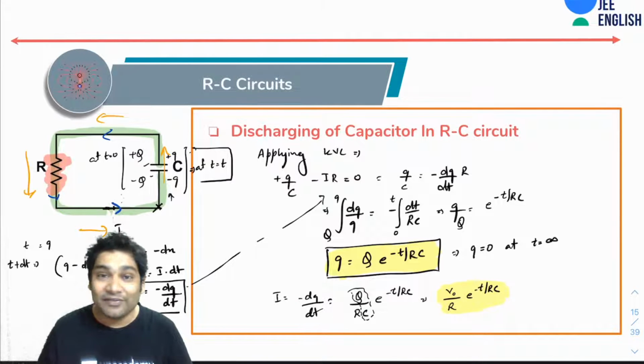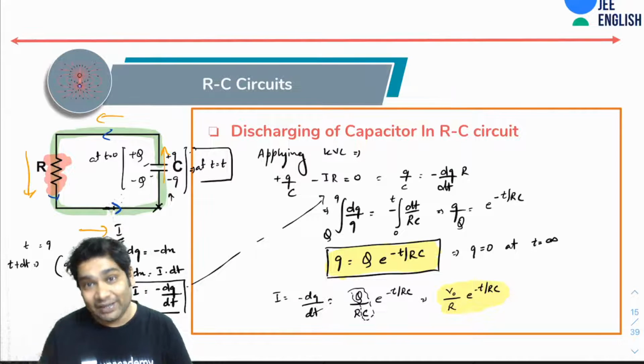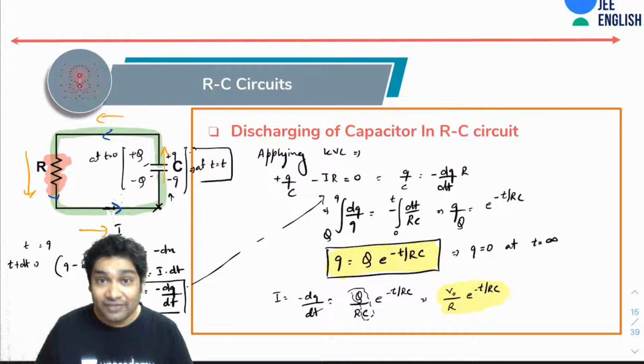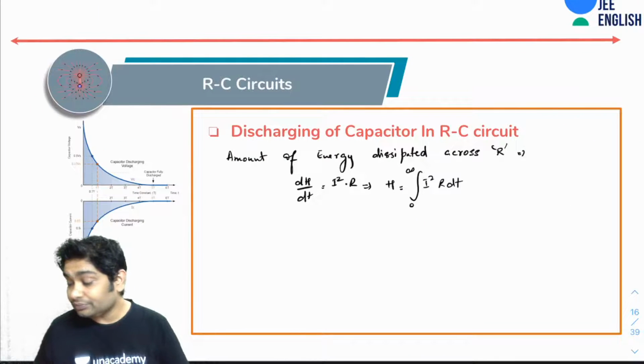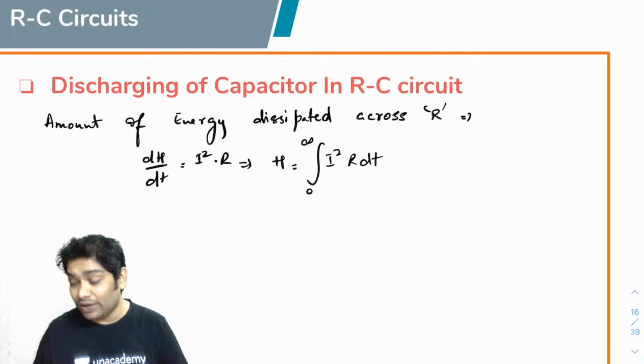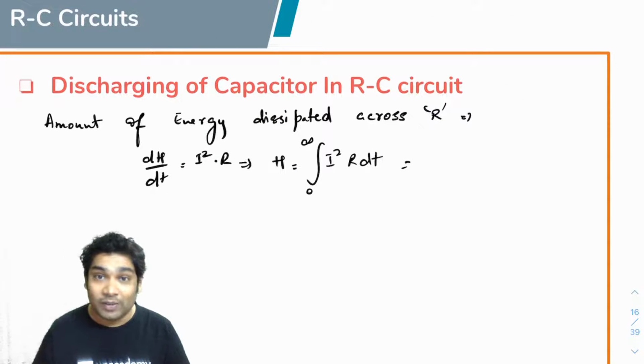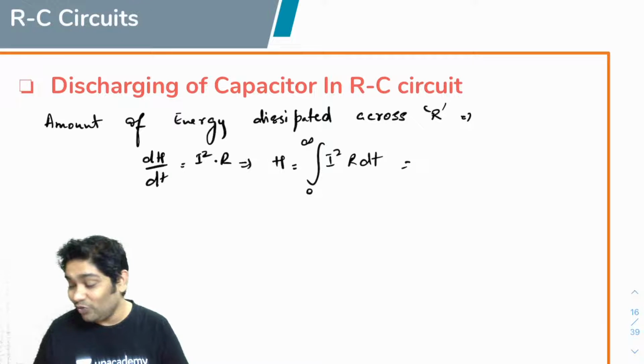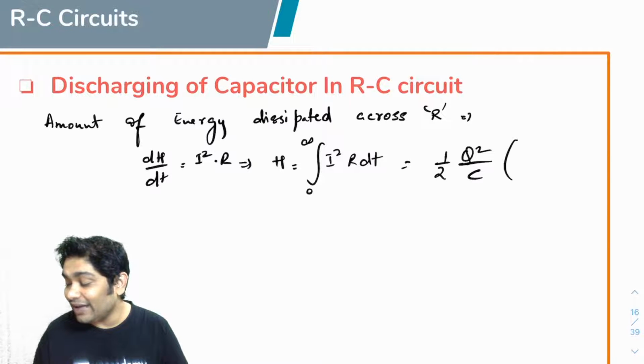So again, what we will do here is we will not wait for the capacitor to get completely discharged. We will talk about a steady state which would happen after 5 time constants. And if I calculate this, you can try this. This is your homework, by the way. Try this integration. Homework. Okay. And guess how much it will come out to be? It will come out to be 1 by 2 Q square over C. So try the integration.